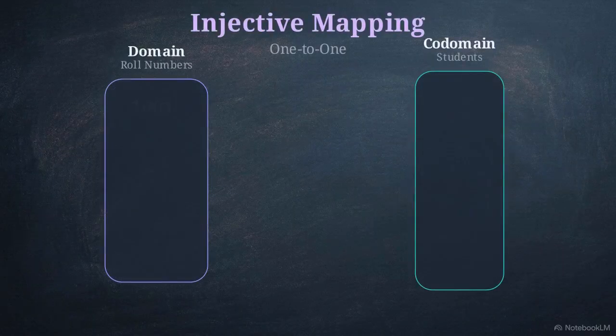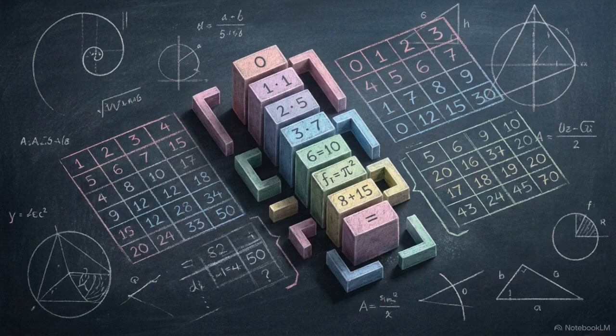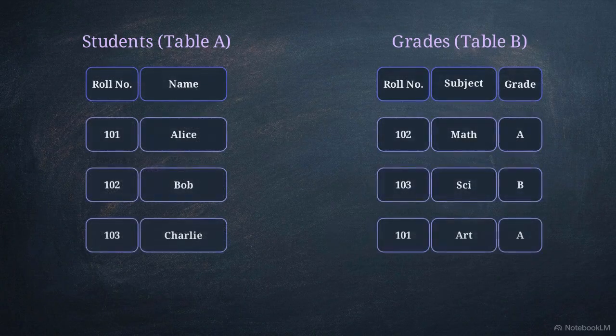This creates an injective mapping, ensuring each student is linked to a unique identifier. This identifier is a mathematical safeguard, preventing the dataset from becoming ambiguous as it grows. Consider a second table, student grades. It tracks marks using only those roll numbers, keeping the personal names separate. To generate a report card, we must merge these two disparate tables into a single view.